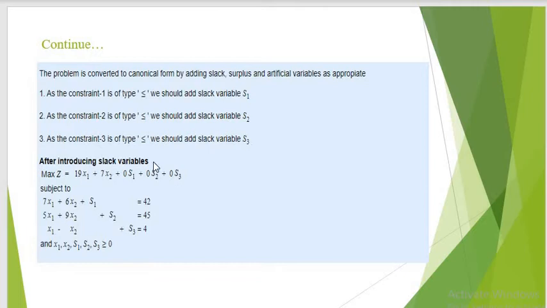After introducing slack variables, the problem becomes: maximize Z equals 19x1 plus 7x2 plus 0 into s1 plus 0 into s2 plus 0 into s3, subject to 7x1 plus 6x2 plus s1 equal to 42, 5x1 plus 9x2 plus s2 equal to 45, x1 minus x2 plus s3 equal to 4, and x1, x2, s1, s2, s3 all greater than or equal to 0. This is known as the standard form of an LPP.